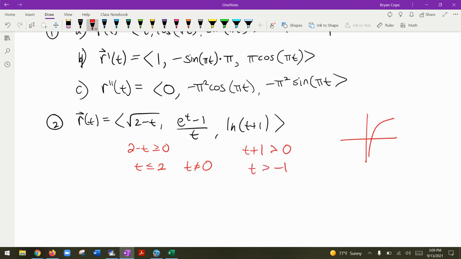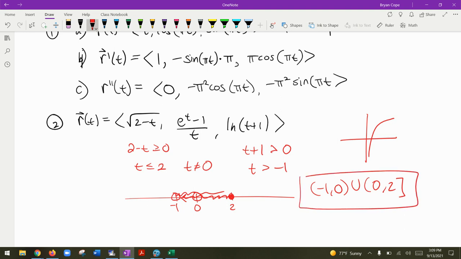Now let's put all these ideas together to get one domain of r, okay? So on a number line, we've got everything that is less than or equal to 2. So that's this and everything below. But t cannot equal 0, so 0's out. And t must be greater than -1. So here's -1, and it must be greater than, so this way. So the intersection would be, in interval notation, -1 to 0, union 0 to 2.